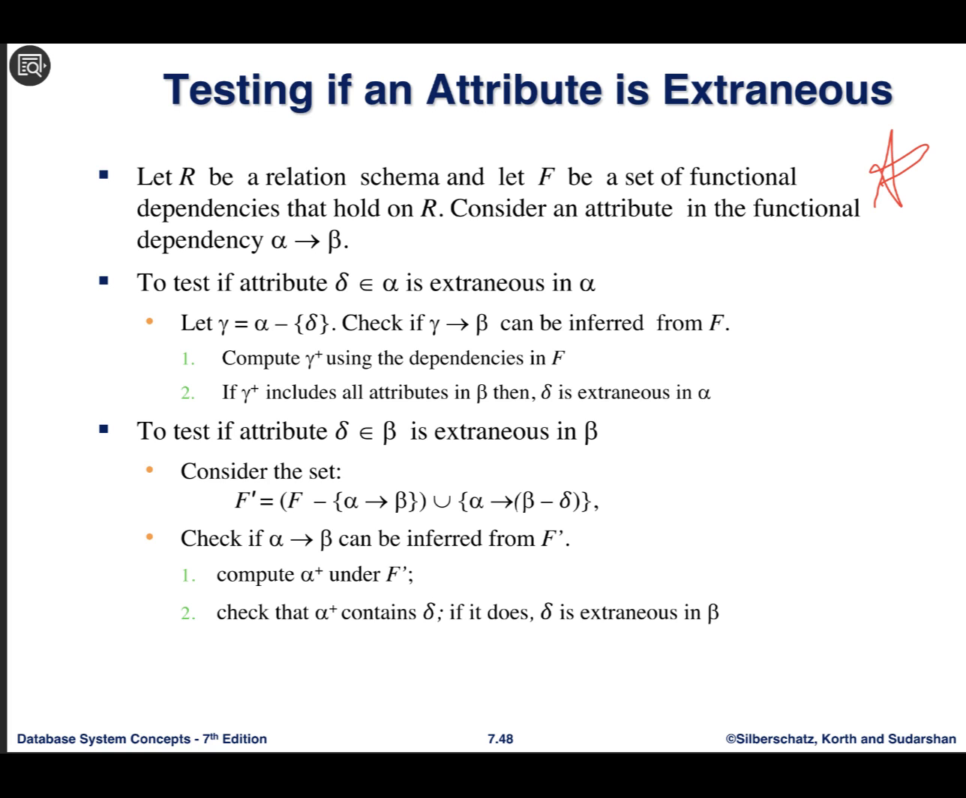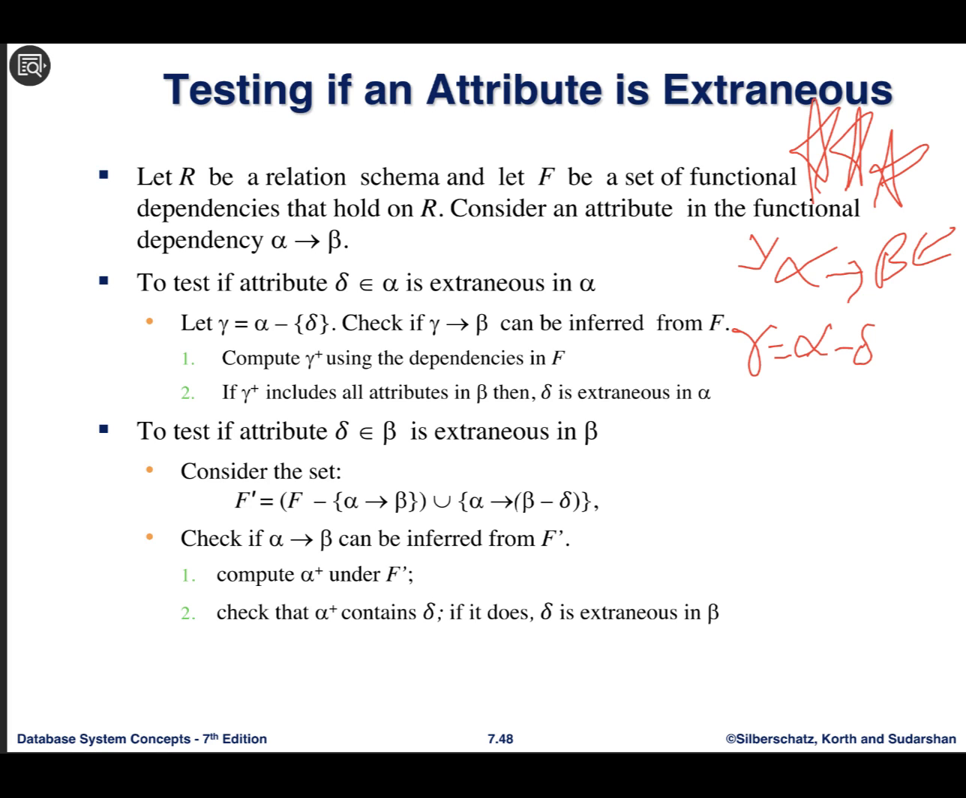So let me test, given alpha determines beta, whether I can remove one attribute from the left-hand side, or one attribute from the right-hand side. Okay? So how can I test that? Let's put three stars on this one. In order to test this, you're going to assume, for example, that one attribute in the left-hand side is extraneous, is redundant. You say gamma is equal to alpha minus delta.